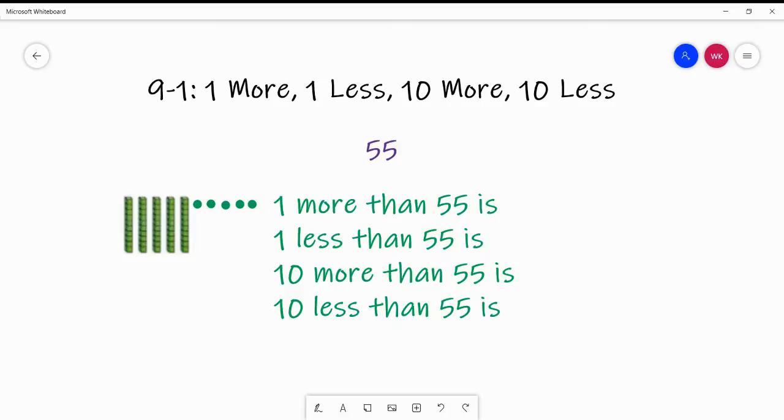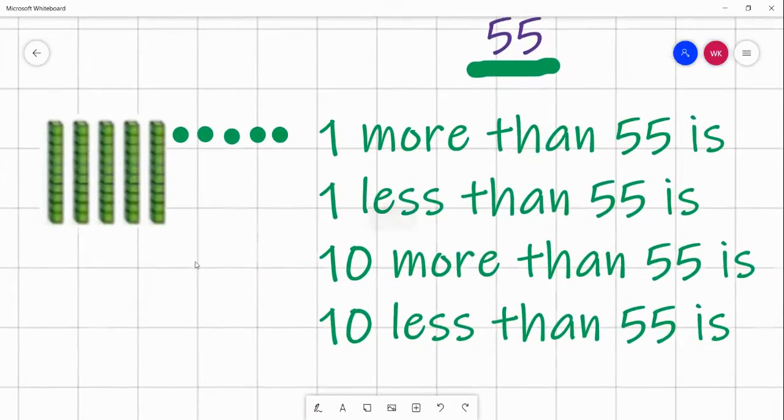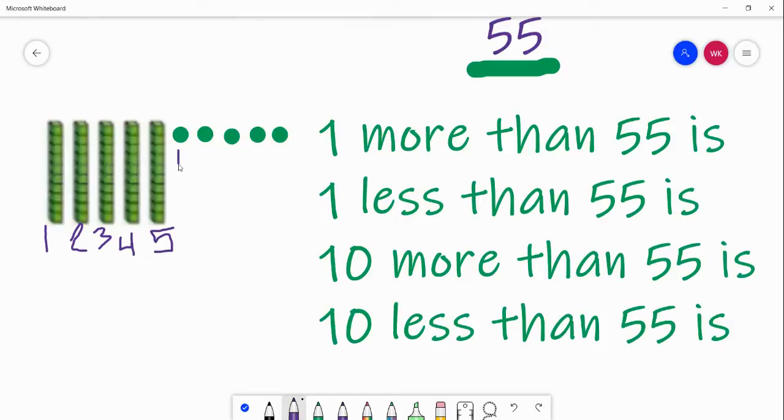So the first number that we're going to have here is the number 55. I'll underline it for you guys. And over here you can see that this is a visual representation of 55. Let me count them out. I'll write the ones below. We have 1, 2, 3, 4, 5 ten rods. And then we have 1, 2, 3, 4, 5 ones cubes. So that is our number 55.